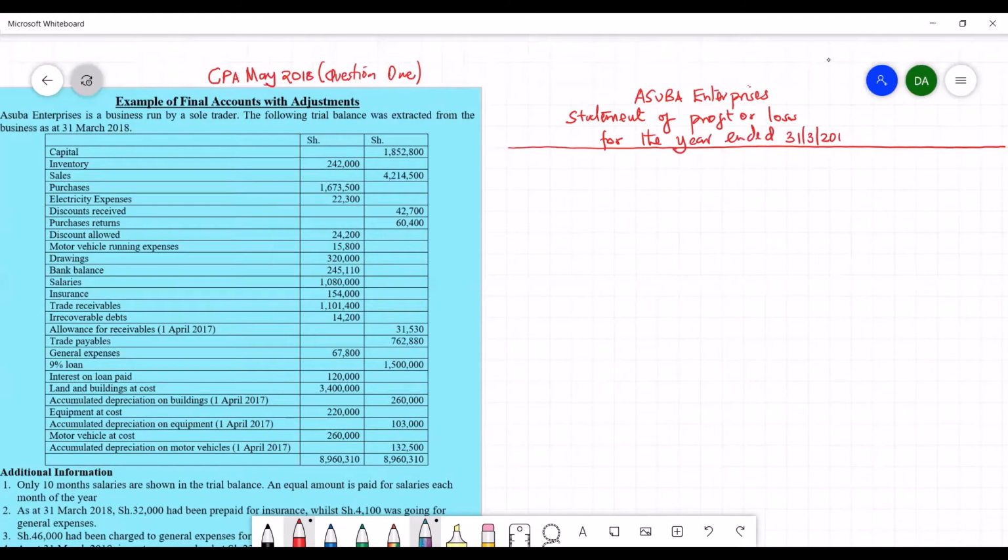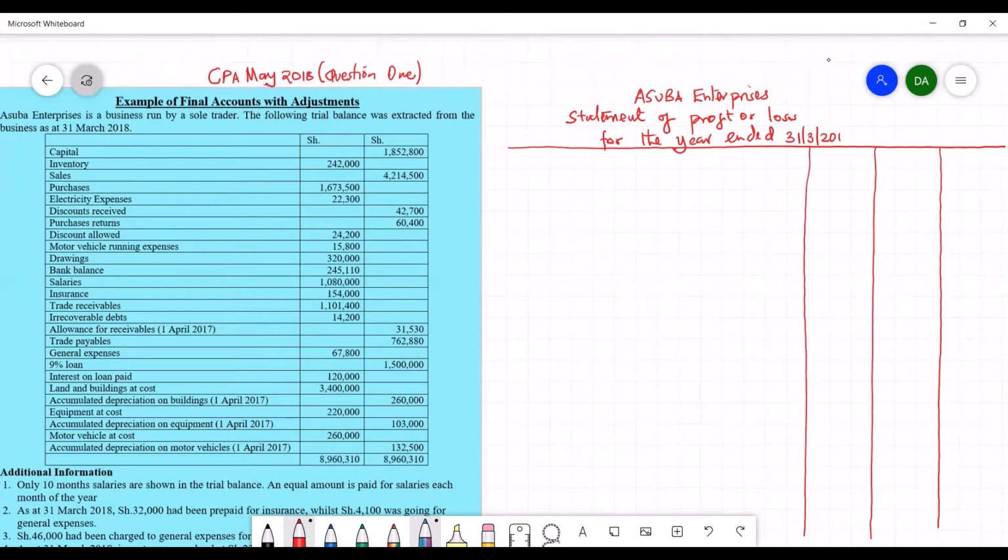Right, so we need 3 columns as follows. And on top of every column, we write shillings. We start with the first item, which is sales. The sales equal 4,214,500.